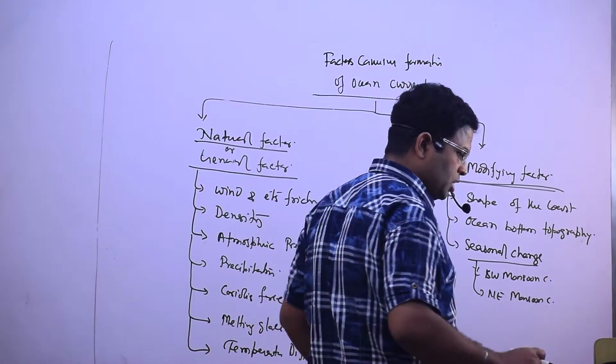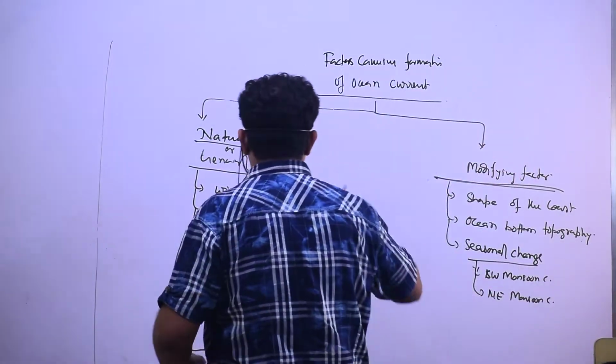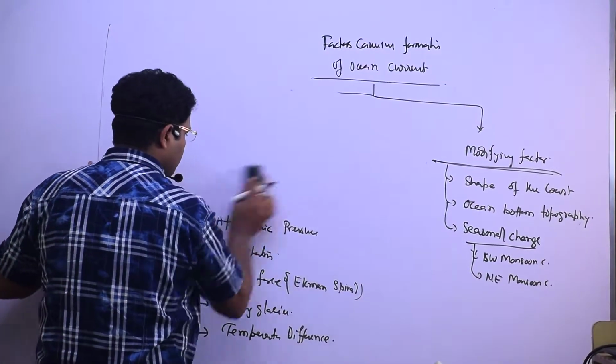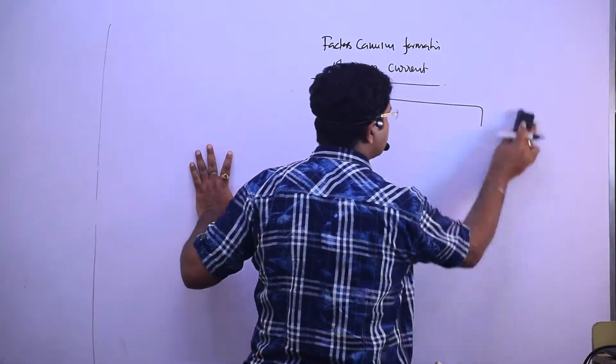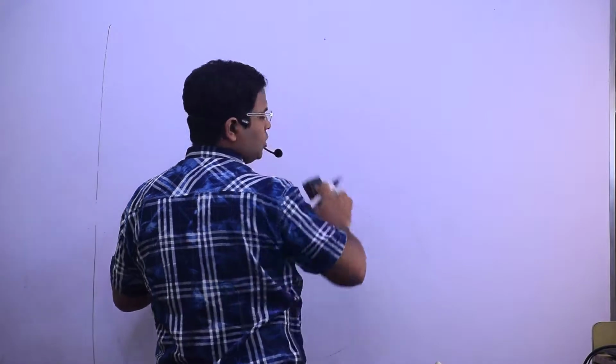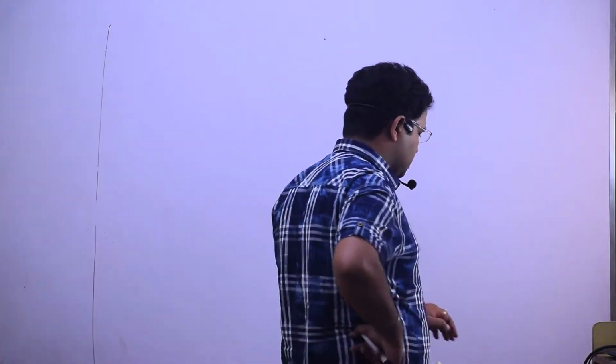So we are going to see the formation of ocean currents. You know that Coriolis force acts upon which thing? It acts on anything which is moving. When the ocean current is moving, the Coriolis force must act on it. So you will use Coriolis force in many places.